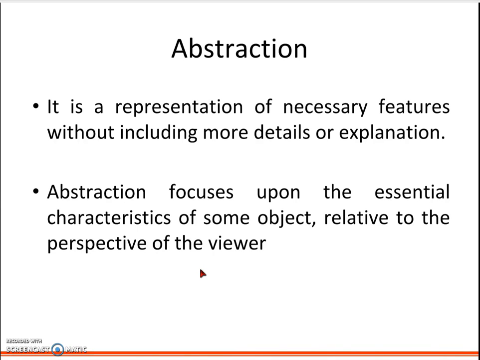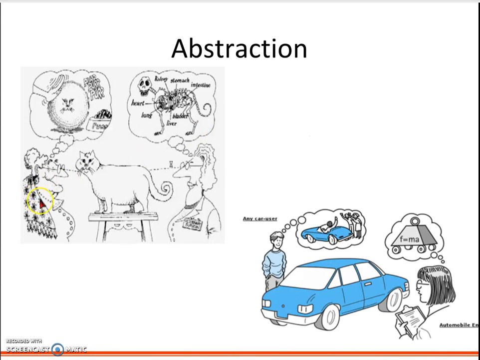But the librarian is not like that. He checks the ISBN number, publishers, editions, price, everything. So different perspectives, different data are wanted. Abstraction gives the data accordingly. See here, the grandmother sees the cat as a pet, but the doctor sees the cat as a skeleton. Similarly, here the boy sees the car as just something to ride along, right? But the scientist sees the car in a different manner.